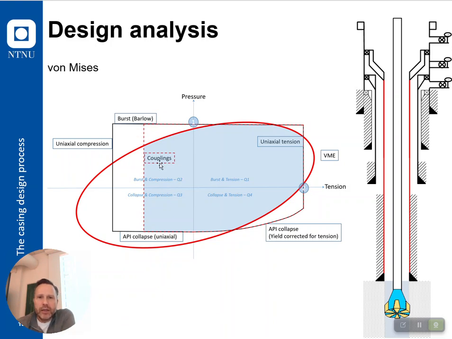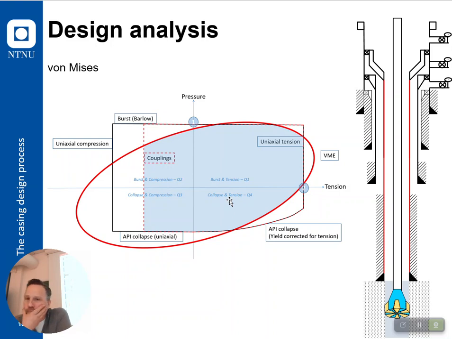Quadrant number 2, compression and burst. Quadrant number 3, compression and collapse dominant. Very, very few pipes come into these categories. We rarely have compression, or a high value of compression, right? Tension, on the other hand, we have a lot of it because all pipes are hanging from the top. Either it's a drill pipe, it hangs from the top drive, or it hangs from the wellhead if it's a casing, right? So a lot of tension, the higher up in the pipe, closer to the surface you get.